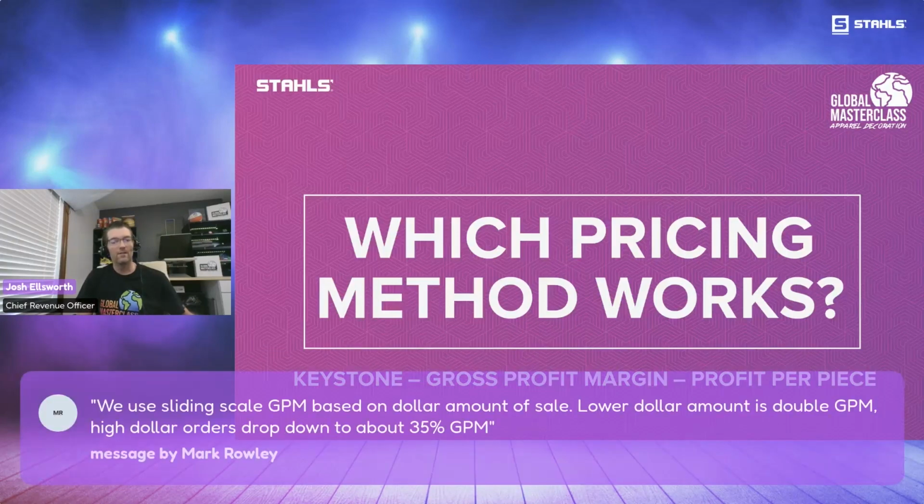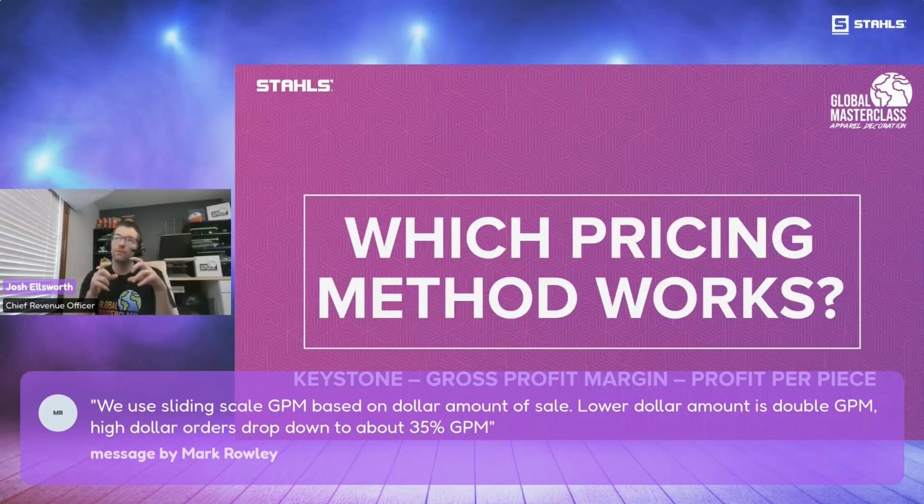All right, a couple more comments. Mark says we use a sliding scale gross profit margin based on dollar amount of the sale. Lower dollar amount is double gross profit margin. Higher dollar orders drop down to about 35%. Yeah, so this is really interesting. I love that. Great tip, Mark.